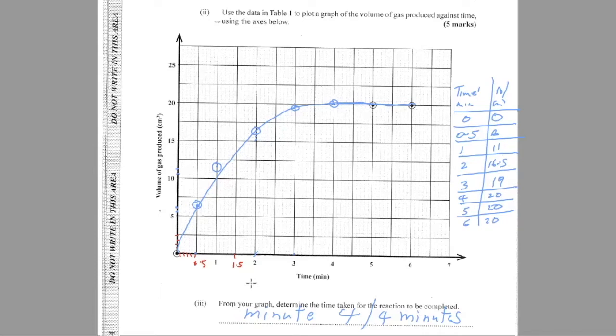So looking at the table here, the time interval would be from 0 to half of a minute, 0 to 0.5. That's the time interval that would have given the fastest rate. Let's just highlight that. So the fastest rate would have been from 0 to 0.5. And this is right here, 0 to 0.5.